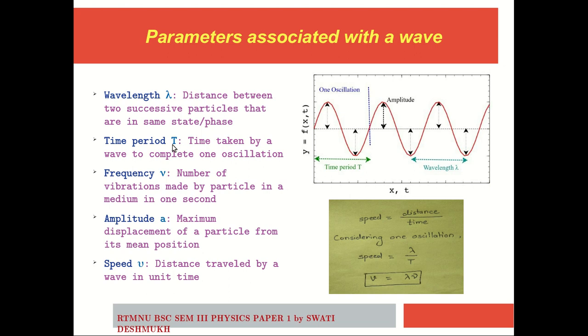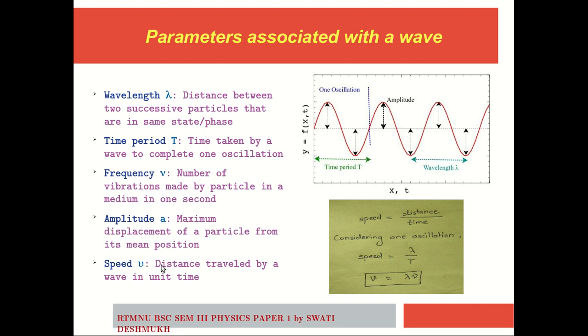Time period T of a wave, capital T, is nothing but the time required by the wave to complete one oscillation. The number of oscillations made by the particle in one time period, we call it the frequency nu, measured in the unit of hertz. The next parameter associated with the wave is amplitude, usually denoted by small a, but sometimes capital A is also used. It is the maximum displacement of a particle from its equilibrium position. So this is the amplitude. It is the maximum displacement of a particle from its mean position.